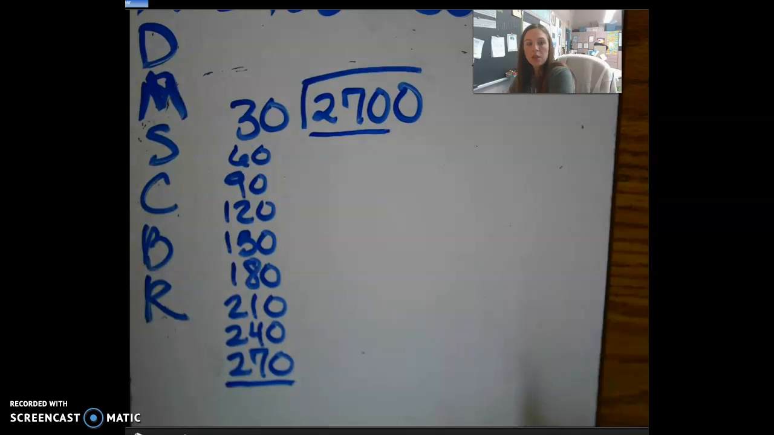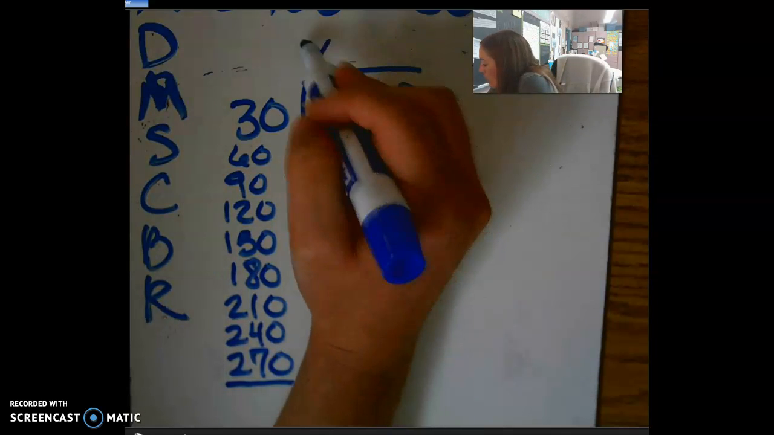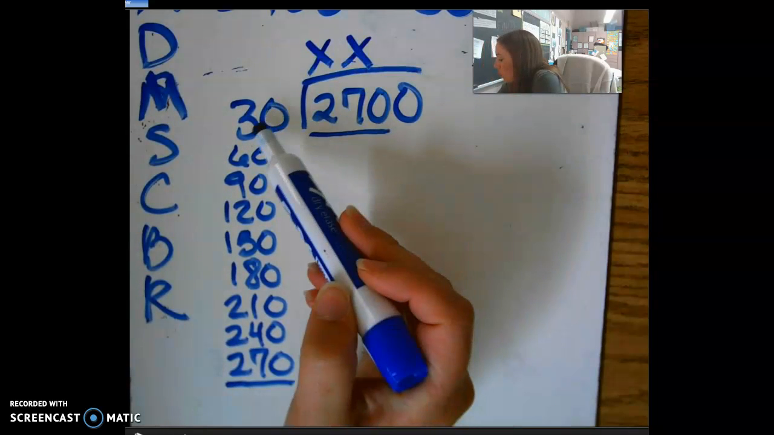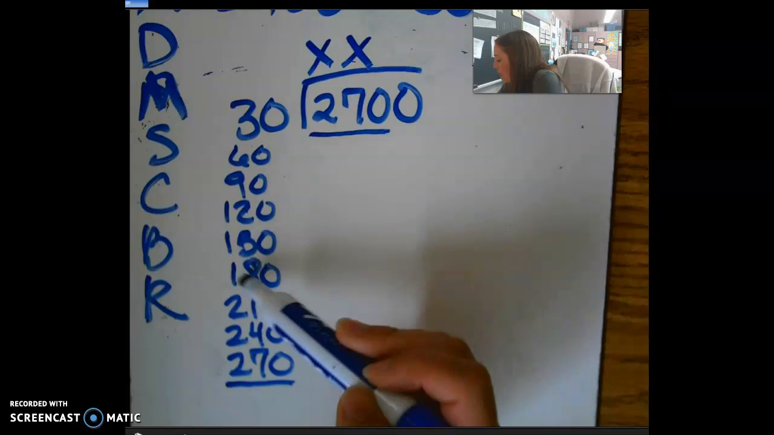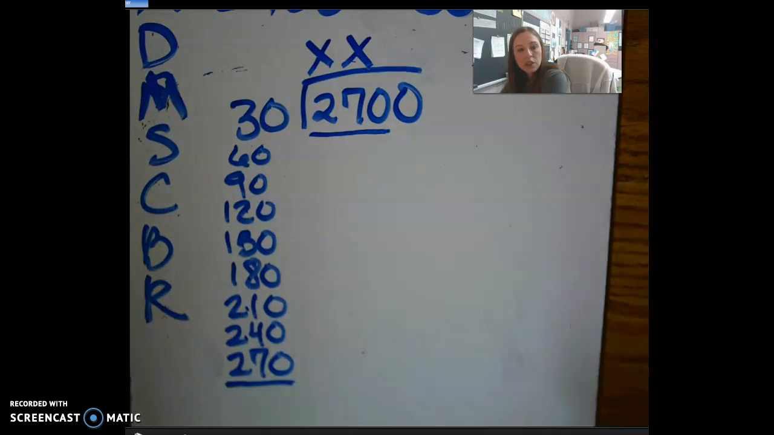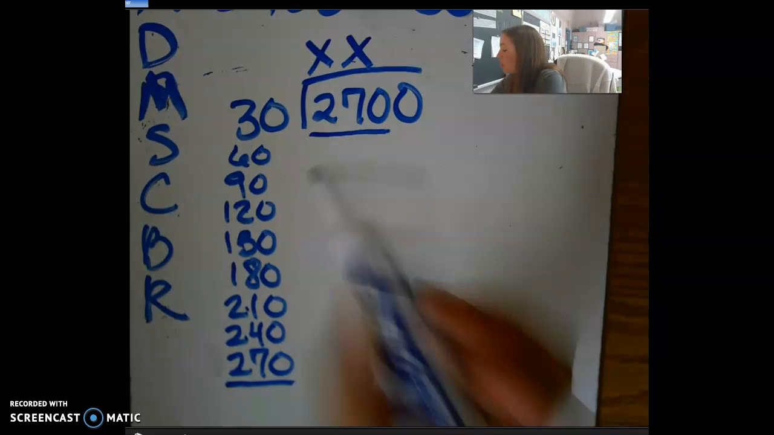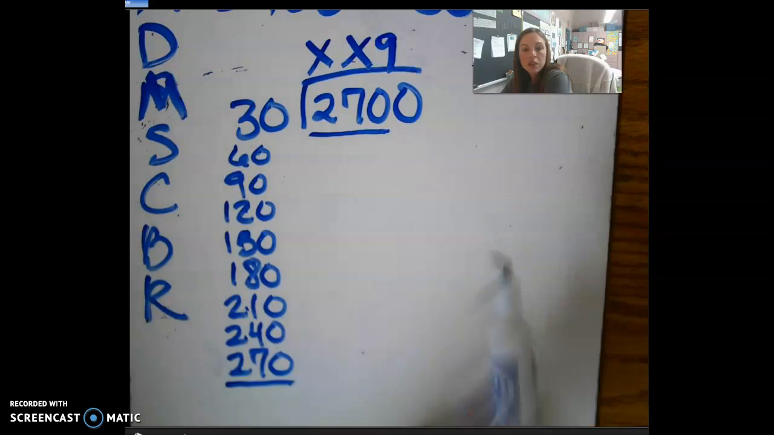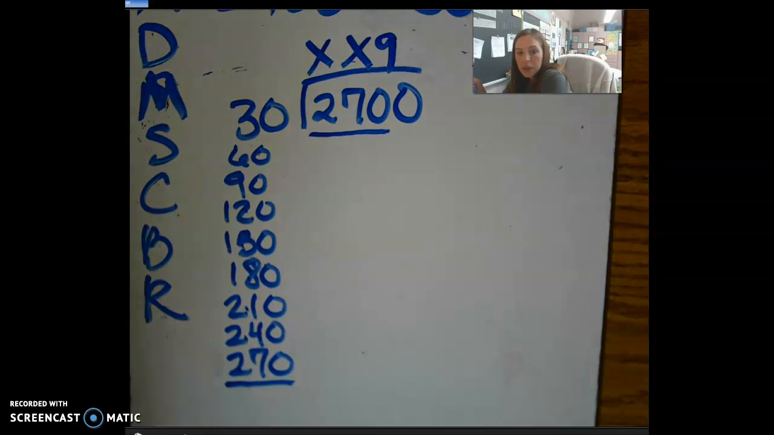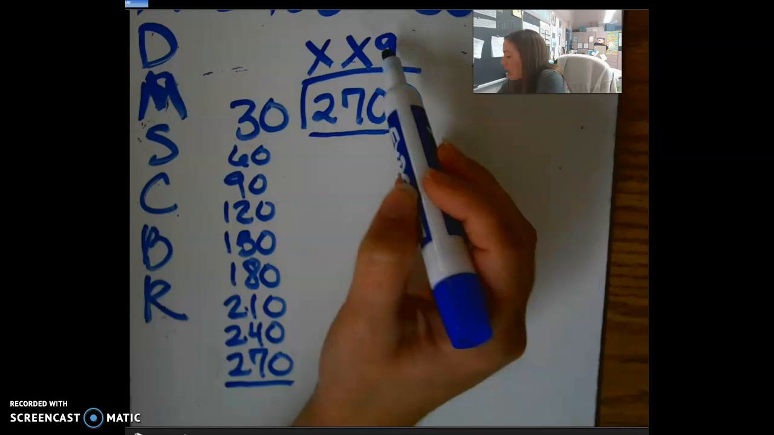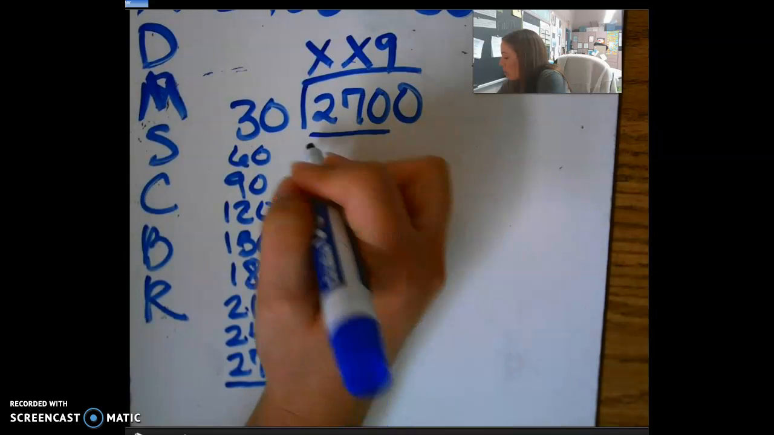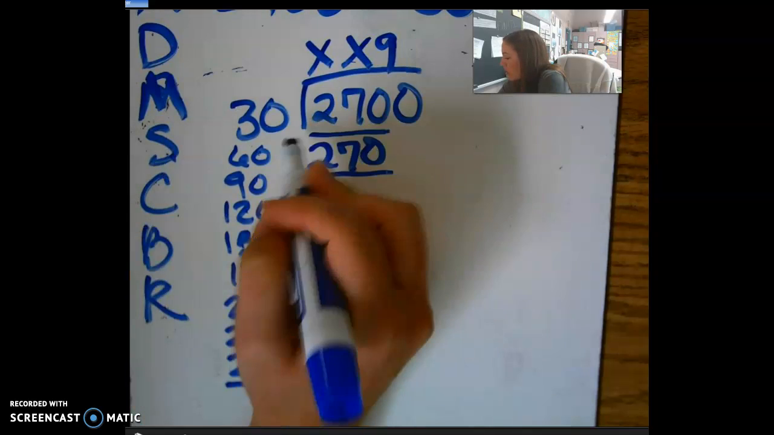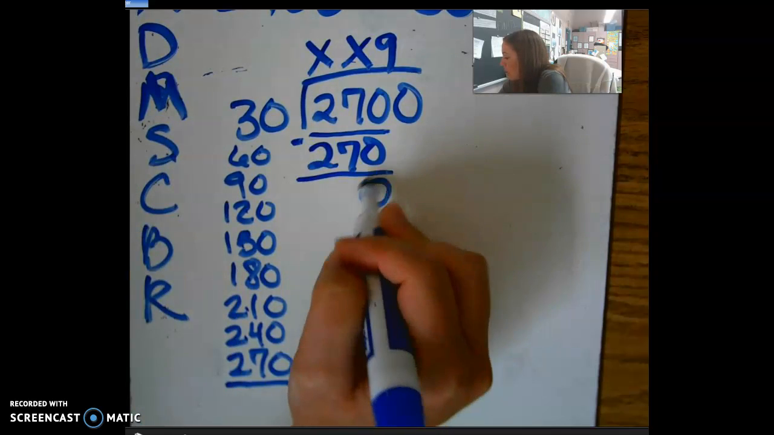It's a match. So I need to X out over the 2 and the 7 and count 1, 2, 3, 4, 5, 6, 7, 8, 9. 270 is my 9th multiple. So I'm going to put it over the 0 because I'm dividing 270. Now I multiply. 9 times 30 is 270. I'm going to subtract. I get 0.